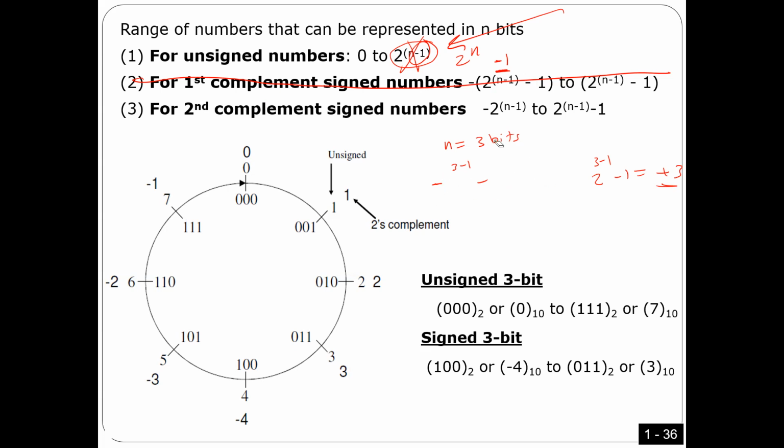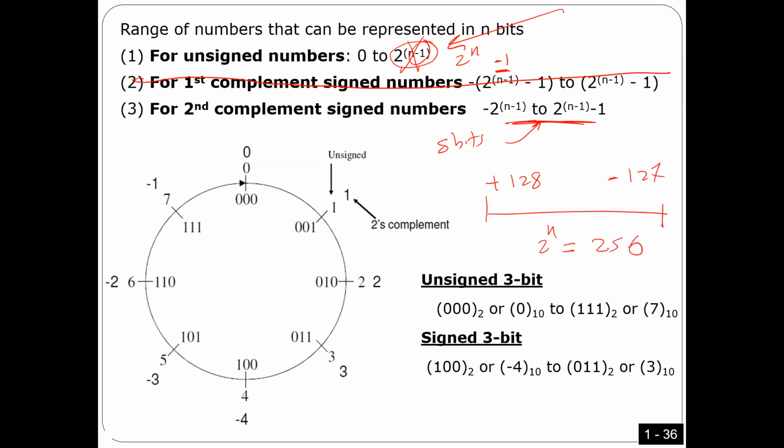Let me give you another example. Now, what if I have, for example, 8 bits? In the case of 8 bits, you can simply use this formula here. I can have numbers from negative 128 until positive 127. How many numbers do we have in total? 2 to the power of n, which is 256. Half of 256 is 128, and the positive side is half minus 1, because we took 0. Any questions?